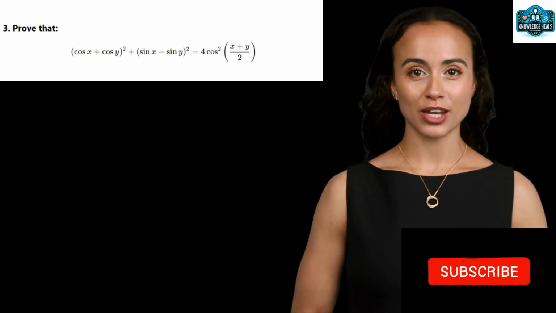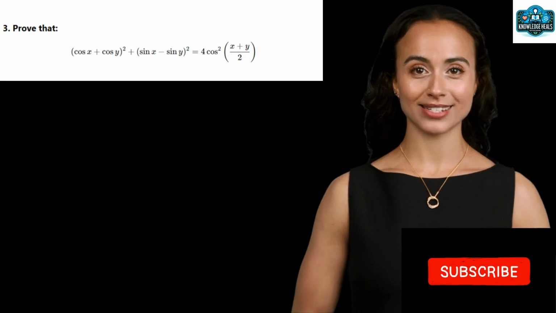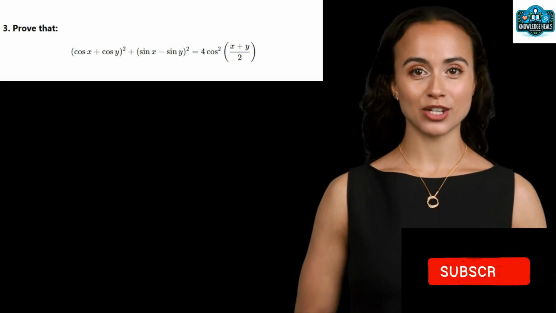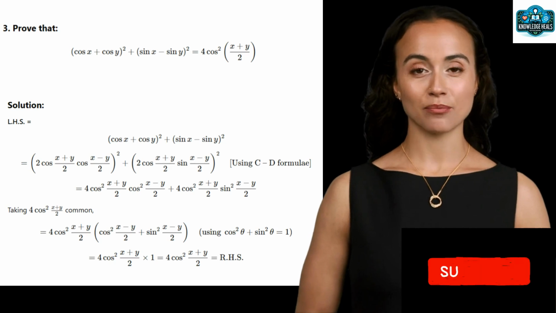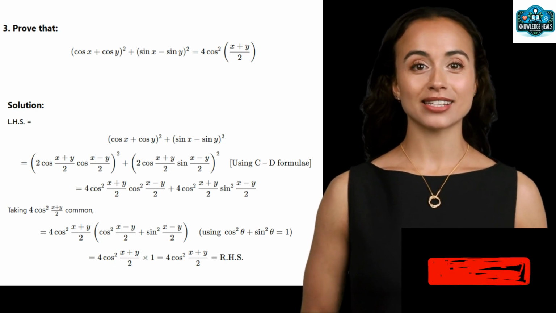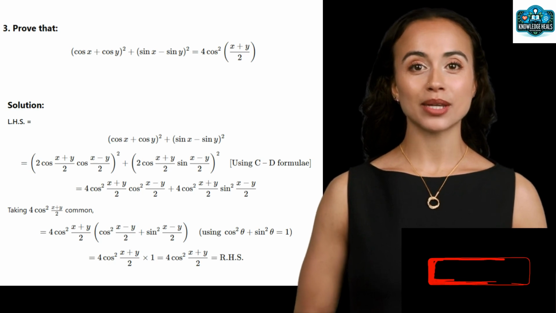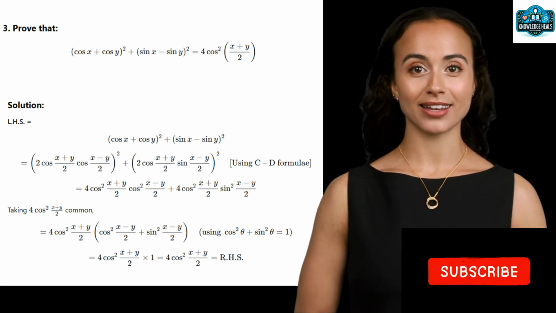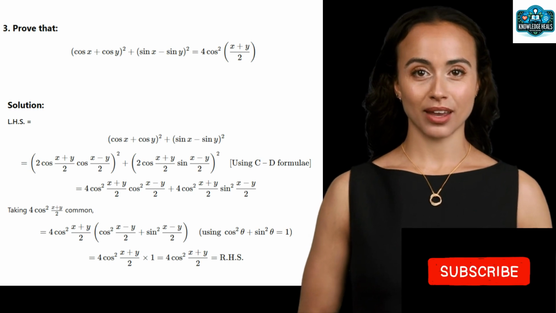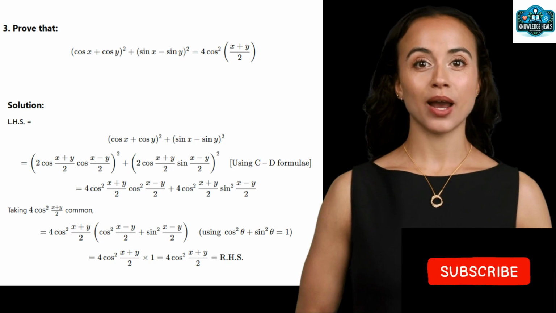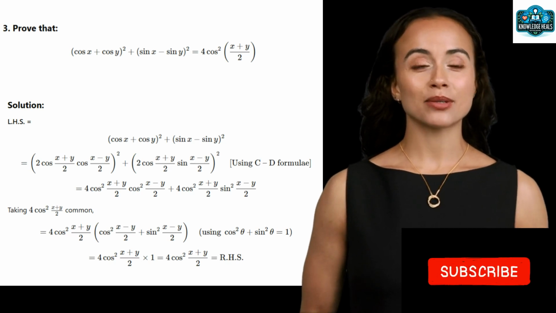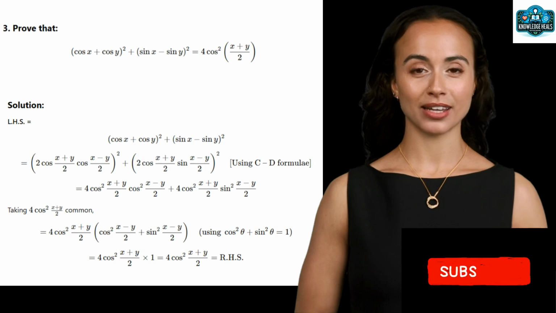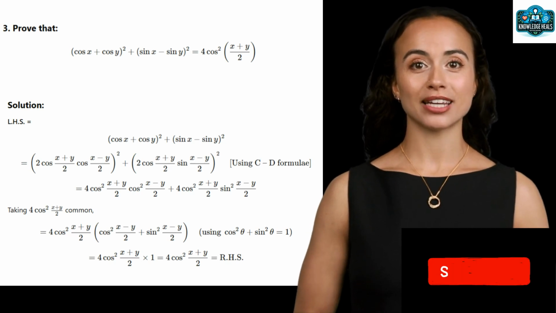Let's see our third question: (cos x plus cos y) the whole square plus (sin x minus sin y) the whole square is equal to 4 into cos square (x plus y) by 2. Let's prove our equation and move forward to our solution. LHS is equal to 2 into cos (x plus y) by 2 into cos of (x minus y) by 2, the whole square plus 2 into cos (x plus y) by 2 into sin of (x minus y) by 2, the whole square. As we move more, we take out 4 cos square (x plus y) by 2. As we simplify more, as you can see, we get the equation 4 into cos square (x plus y) by 2 into 1, which is equal to 4 into cos square (x plus y) by 2.